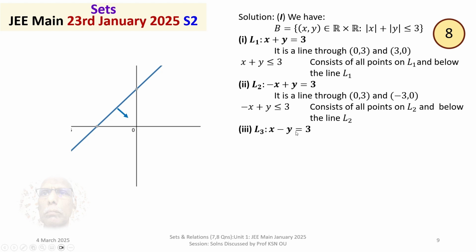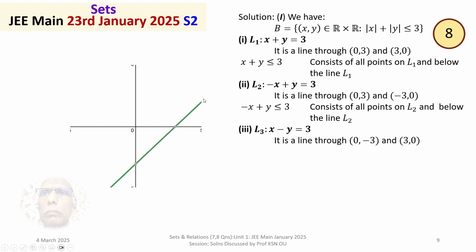Now, x positive, y negative. So, L3 is x minus y is equal to 3. What is it? It is a line through 0, minus 3 and 3, 0. Now consider the inequality. So this is the line. And 0, minus 3 is here. 3, 0 is here. Consider the inequality. x minus y is less than or equal to 3 consists of all points on L3 and above the line L3.